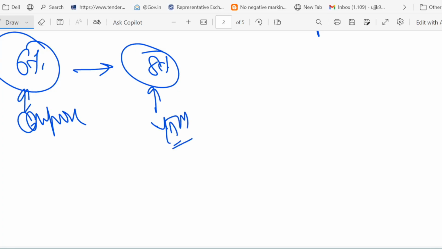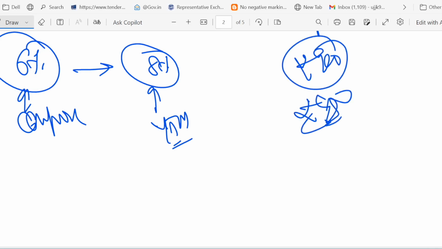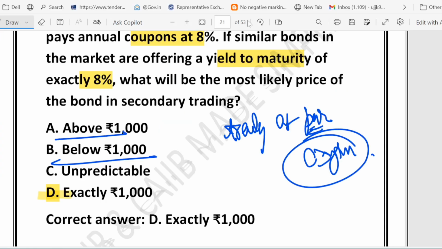So nobody wants less return, isn't it? To attract buyers, the price must drop. Maybe the price can drop to 900 rupees, maybe to 950 rupees, until the effective return matches. This is called a discount bond. So try to understand, when the coupon rate is less than YTM, the bond price will drop. When the coupon rate is higher than YTM, the bond price will rise. Why is it rising? Why is it decreasing? Think logically, you will be able to answer.